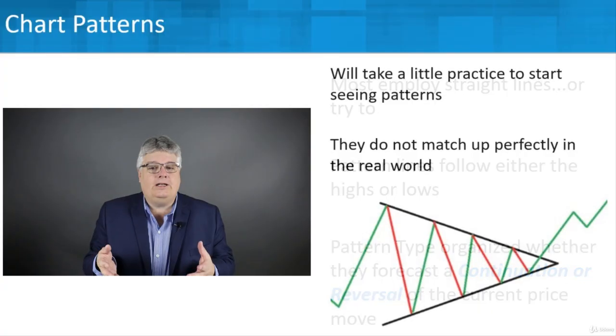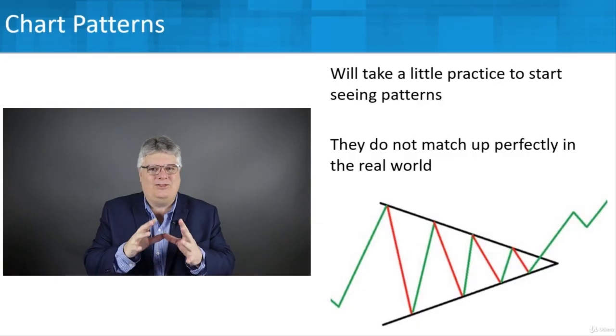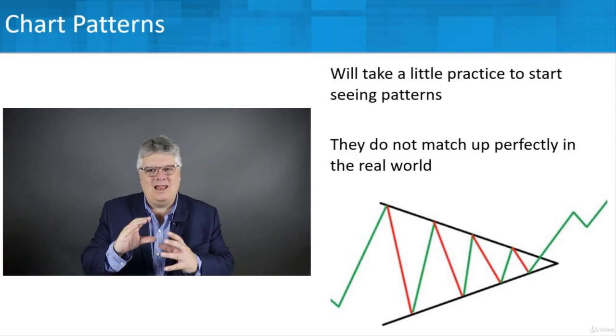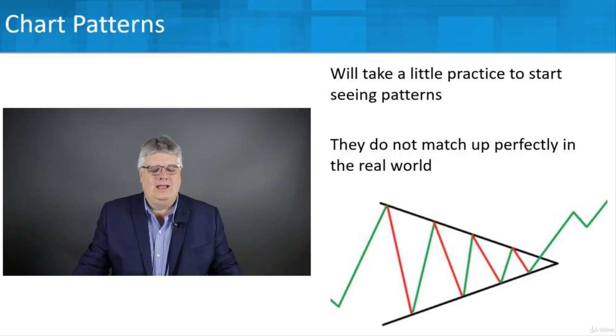Now, it might take a little practice to start seeing the patterns, okay? It's okay, that's normal, because when you're dealing with real life, things don't match up perfectly. What I might demonstrate, or what you might see out there, might look like a triangle, but in the real world, it might not be as perfect a triangle, for example. But you're still seeing that movement in how the prices are reacting inside the triangle section. So it's okay if they don't match up perfectly, and it's not a perfect world that we live in.